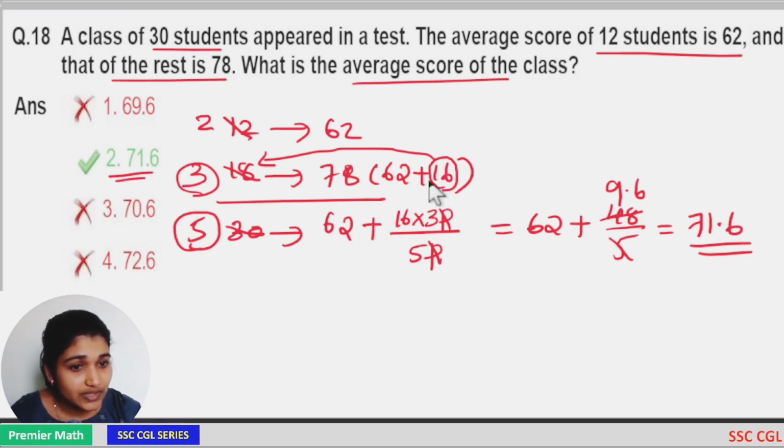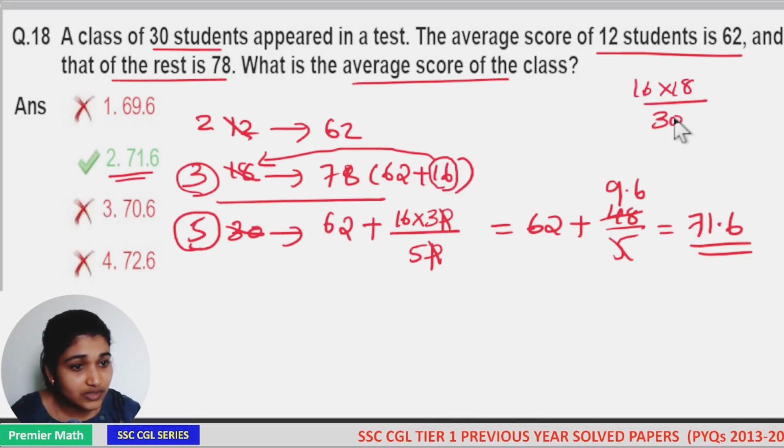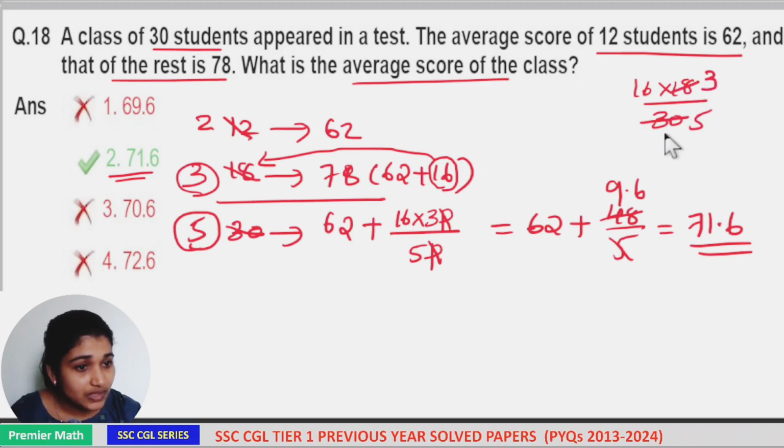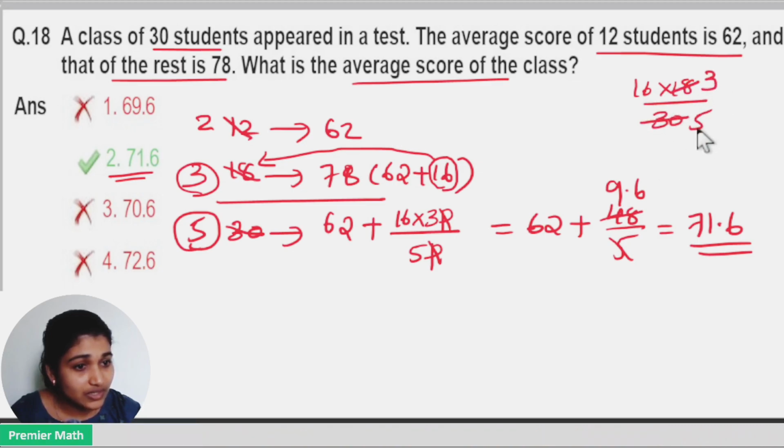Here even if you take 16 into 18, the 16 into 18 should be equally distributed to the whole class 13. Now here 6 goes 5 times in 13, 6 goes 3 times in 18. Now you can say 16 into 3 by 5. Here it is same.